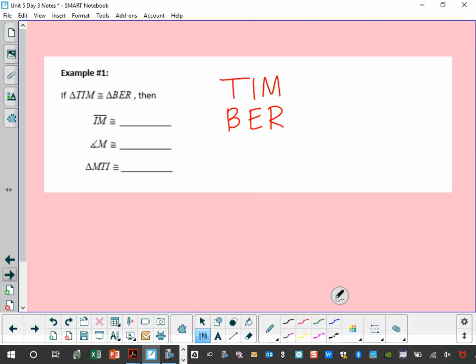All right, so IN is congruent to what? Okay, then make sure you're saying it in the same order. IN will be congruent to ER. So we're going to put segment ER.